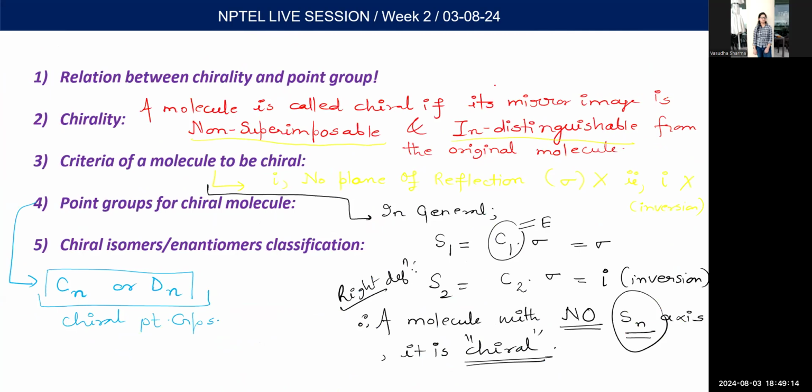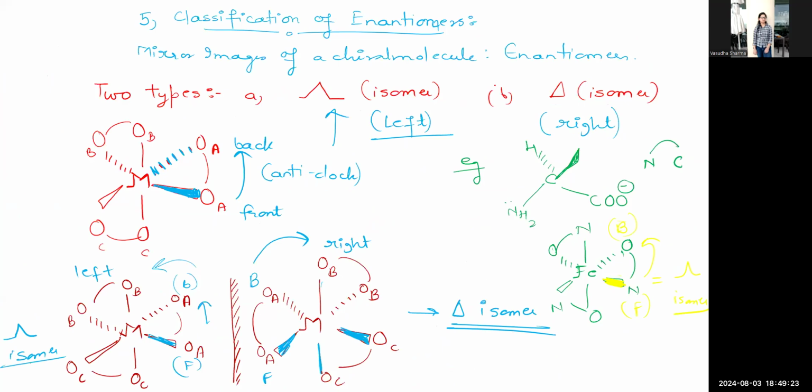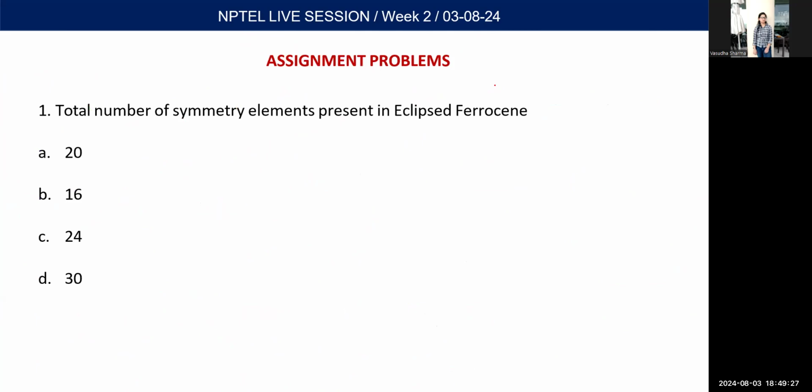You need to find out whether there is any S_n axis present or not, and also whether they belong to C_n or D_n chiral point groups or not, and what the different enantiomers possible for this chiral molecule are, that we have understood, and besides we have understood the tetrahedral molecule.